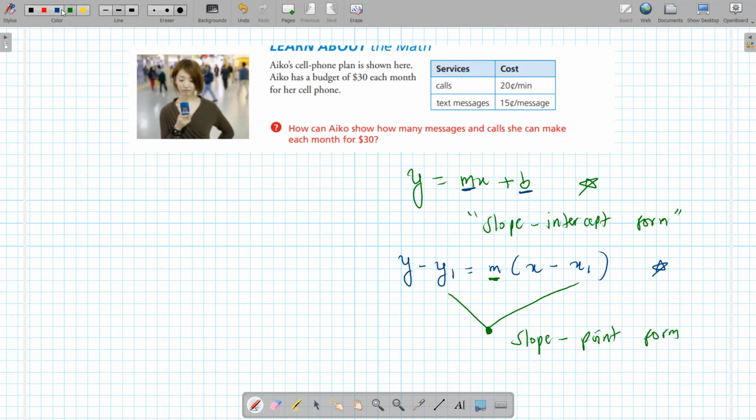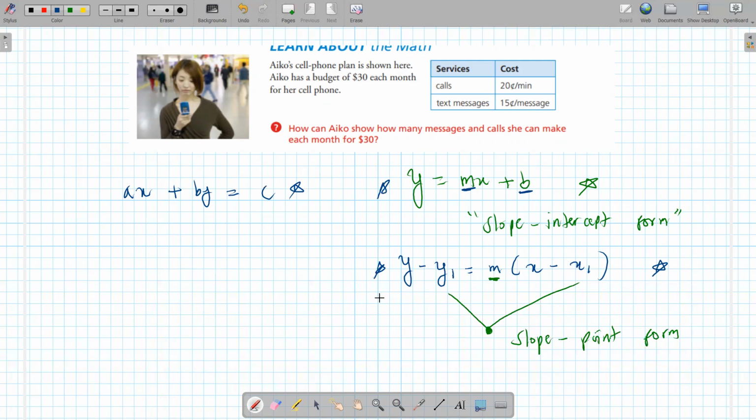There's one more way you can do this. It doesn't have to be y equals something. It can be in this form: ax plus by equals some constant c. Now, this is not in the standard form, and it's not in the slope-intercept form, but if you subtract ax and divide by b, you'll get there. So all three of these are different ways to write the same equation.